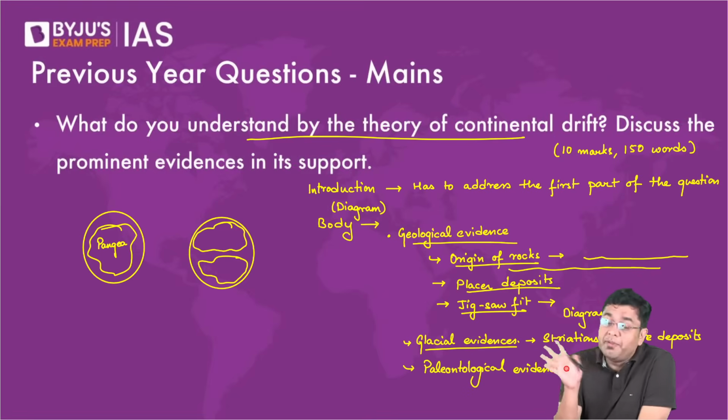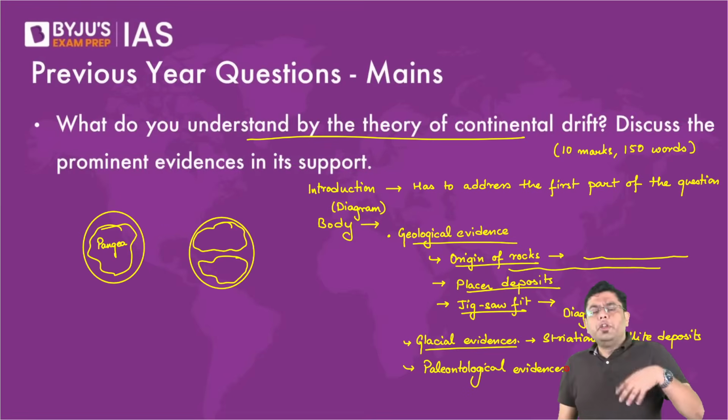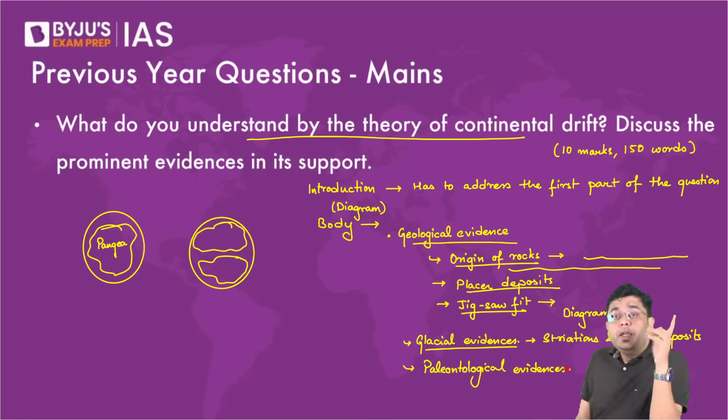It might seem like an oxymoronic statement to make, that how is it that we are writing what we know and not what is asked in the question. So here, the question is asking you about the theory of continental drift and the evidences.